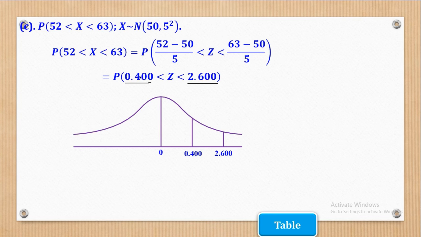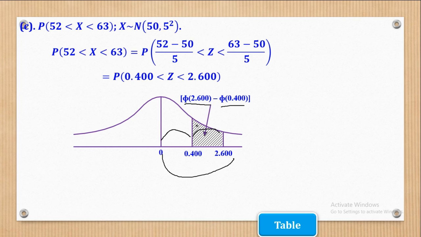Then this probability is the area from this up to this, so I have to shade from 0.4 up to 2.6. When we shade, we shall come up with that. Then we shall remember that phi means probability from 0 up to that z value. So to get this shaded part, it will be phi 2.600, which is from 0 up to 2.600, minus phi 0.400, which is from 0 up to 0.400. So this remaining part will be got by subtraction. That's why you see here they are being subtracted.